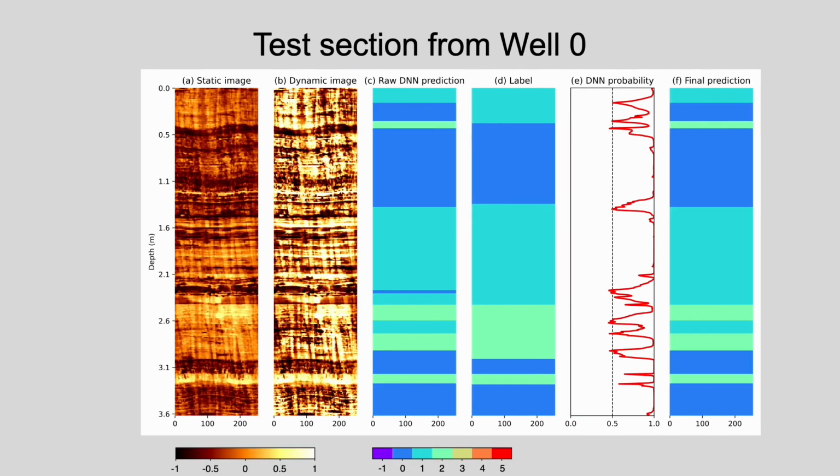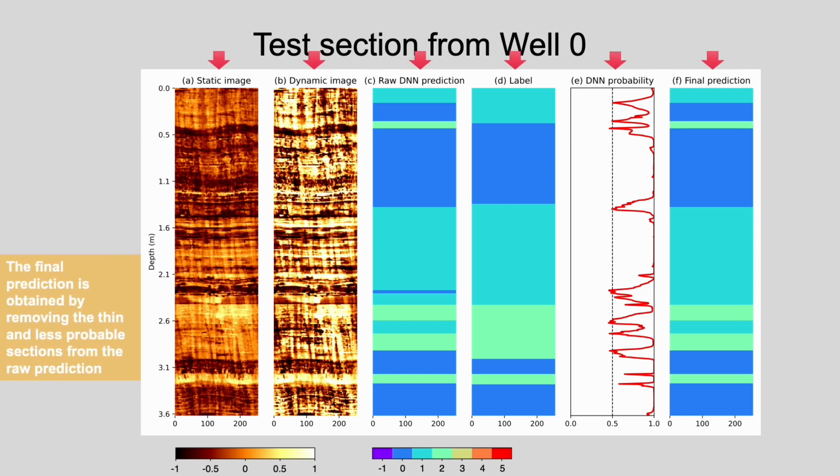Here is the test section from well 0. From left to right are the static image, dynamic image, raw DNN prediction, label, DNN probability, and final prediction. Specifically, the final prediction is obtained by removing the thin and less probable sections from the raw prediction, such as this thin section in the middle. Overall, the DNN prediction agrees well with the label.